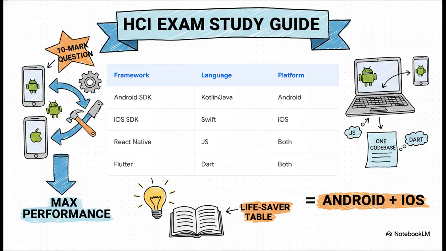And if you get a 10-mark question on frameworks, you have to clearly differentiate between native and cross-platform. It's a guaranteed marks grabber. Native frameworks like the Android SDK using Kotlin or the iOS SDK using Swift give you absolute maximum performance. But cross-platform frameworks like React Native using JavaScript or Flutter using Dart, they allow you to deploy to both Android and iOS from just a single codebase. Write this exact differentiation down for full marks.